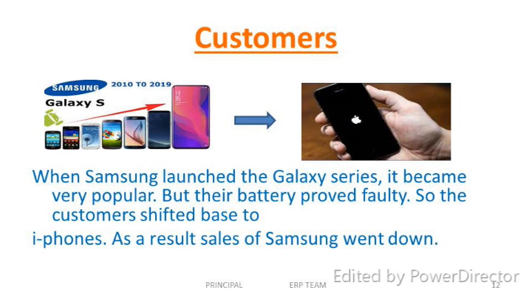Customers. Like investors, customers also have a direct impact on business. We can understand this with a good example. When Samsung launched its series of high-end phones in the market, that is, its Galaxy series, sales of Samsung increased highly. But after some time, everybody knows that they had an issue with these phones of batteries getting blasted. For this reason, Samsung's customers shifted towards Apple iPhones. They started purchasing iPhones of Apple company.